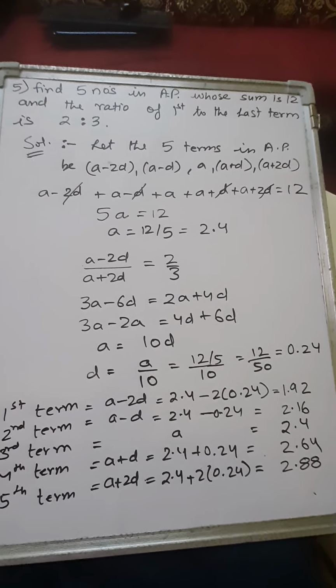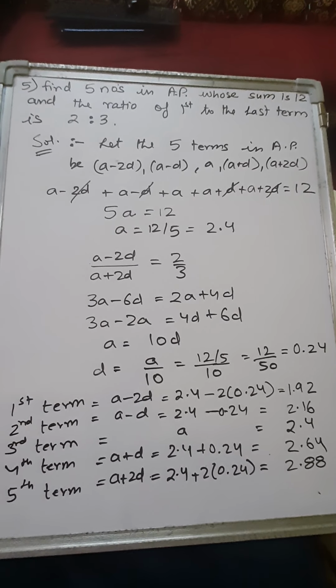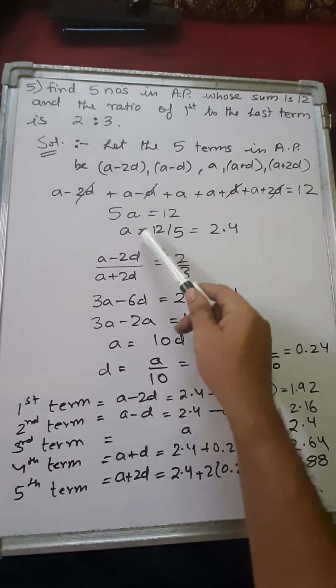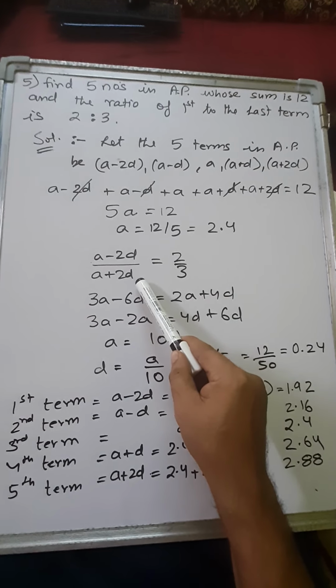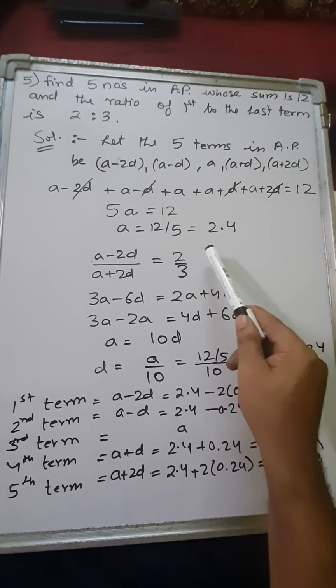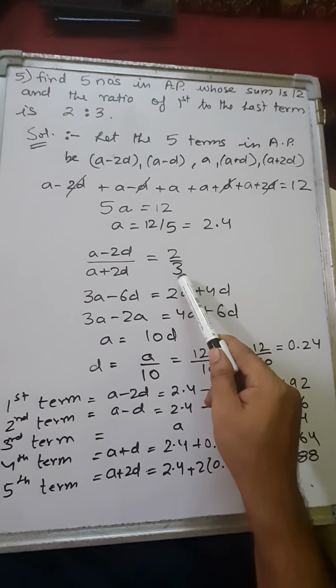Now in the second condition, it is given that the ratio of the first to the last term is 2:3. The first term is A minus 2D and the last term is A plus 2D. And the ratio between the first and last is 2:3, given. So when we solve this expression, what will we get?